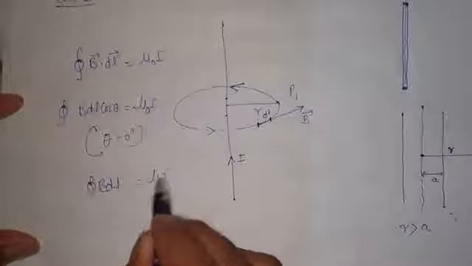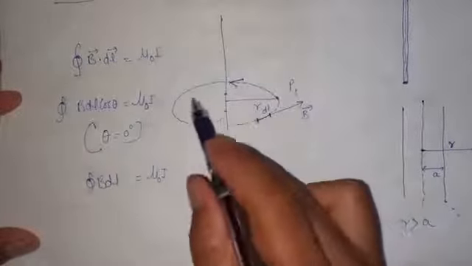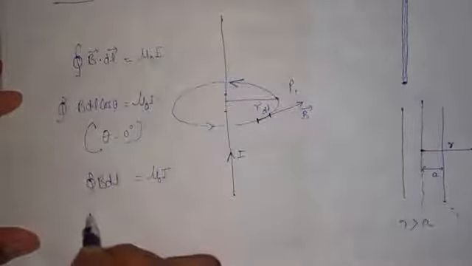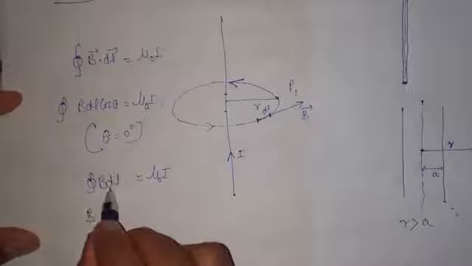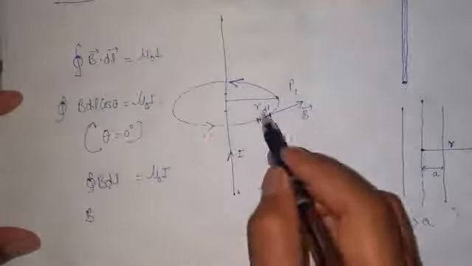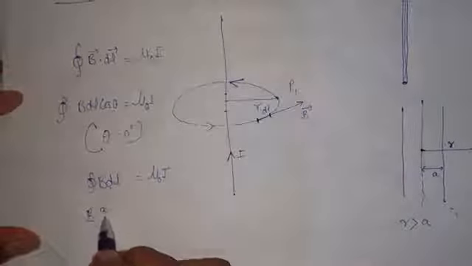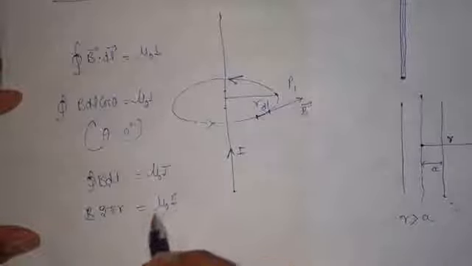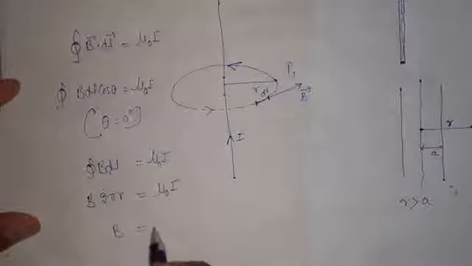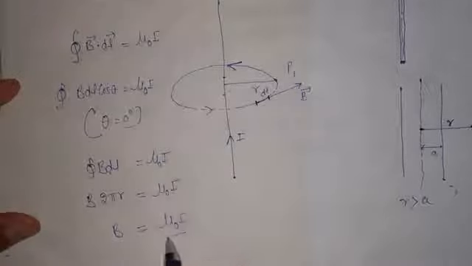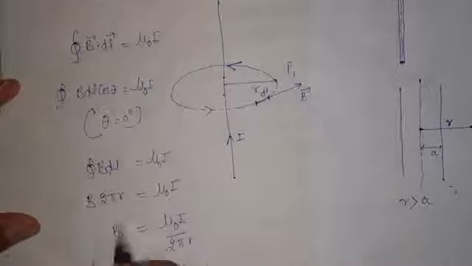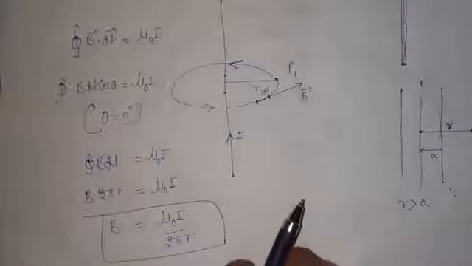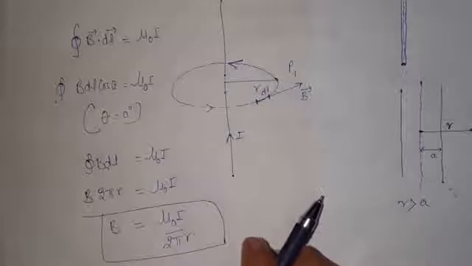Now we find that the magnetic field is the same everywhere on this circular loop. So B is constant, and the sum of all the small lengths on this circular loop becomes 2 pi r, which equals mu naught I. Thus we get the magnetic field equal to mu naught I upon 2 pi r. This is the same magnetic field which we got with the help of Biot-Savart's law.